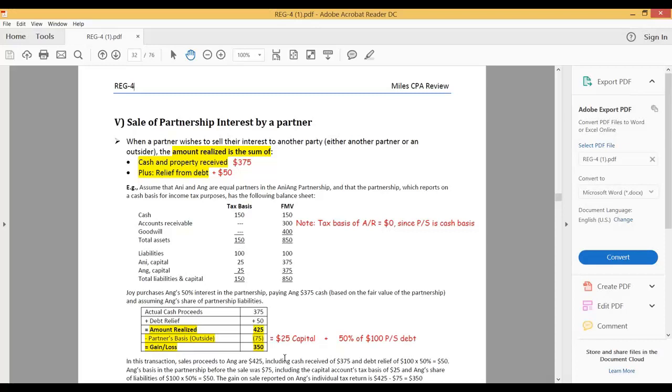But supposing this gain also includes some items which are hot assets, such as inventory or receivables. Why are they called hot assets? Because normally when you sell them in the ordinary course of business, they don't result in any capital gain or loss recognition. They result in ordinary income or loss recognition. So therefore, to the extent of these hot assets, your gain will have to be recognized as an ordinary gain, and the remaining can be capital gain. Okay, guys.